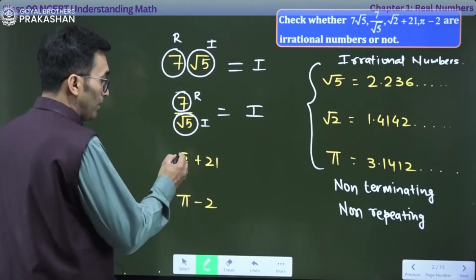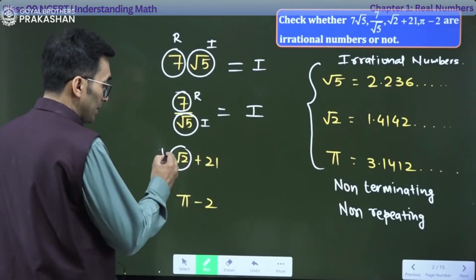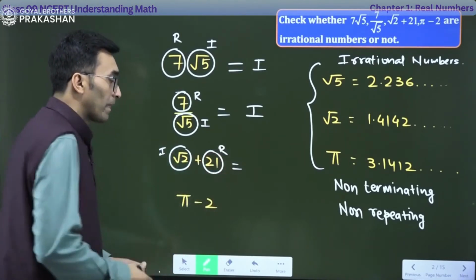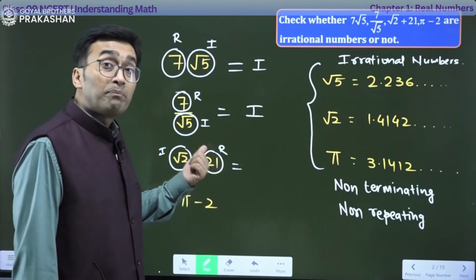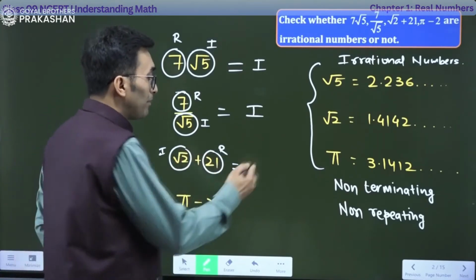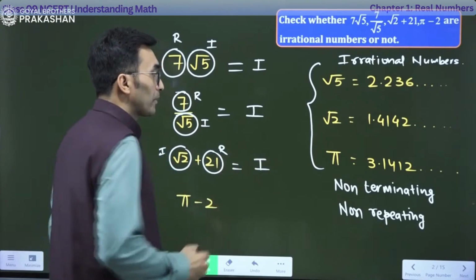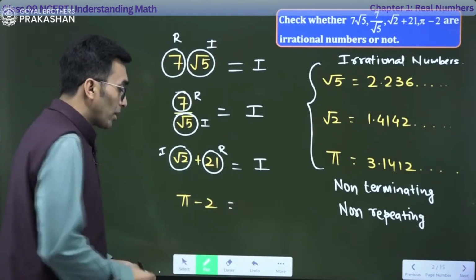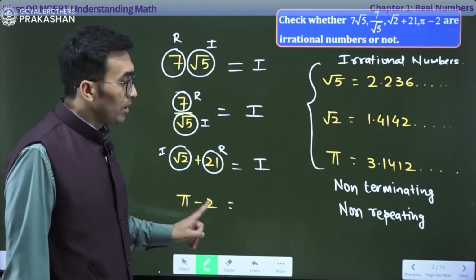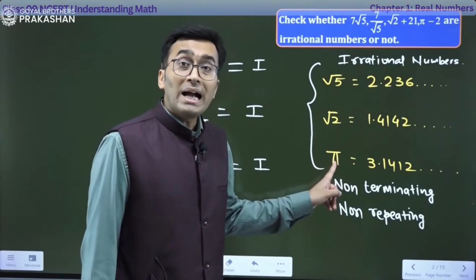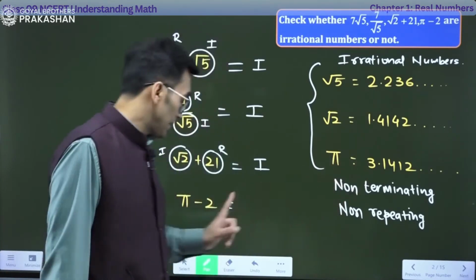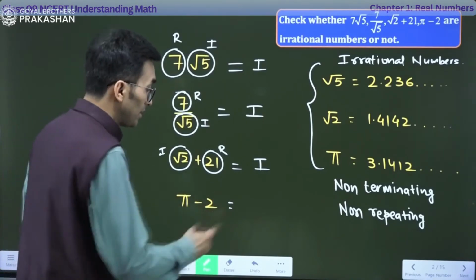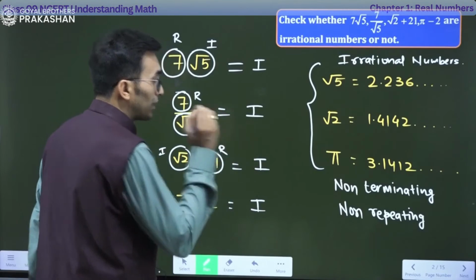If I see the third problem, this is irrational, but this is your rational number. Now, rational number plus irrational number makes it irrational. So the third one is also irrational. Now, if we talk about pi minus 2, what we have observed is pi is an irrational number, but 2 is rational. So irrational minus rational is also irrational.